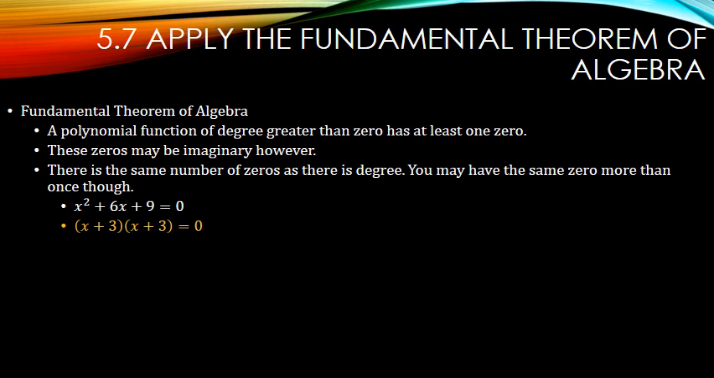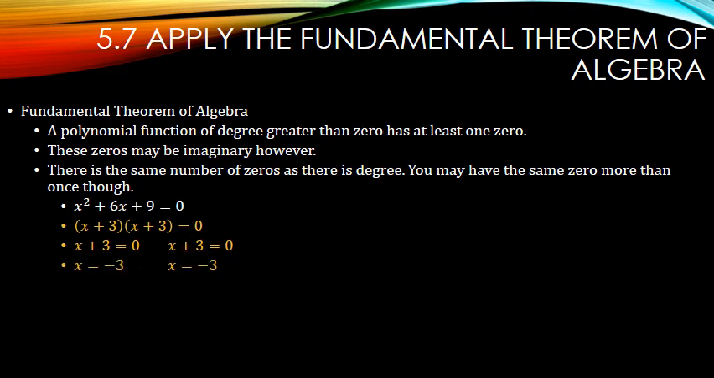So let's factor this. What times what makes x squared? x and x. What times what makes 9 is 3 and 3. Check it. Outers are 3x. Inners are 3x. 3x and 3x makes the 6x. Since it equals 0, each factor equals 0. So the x plus 3 equals 0, and the other x plus 3 equals 0.